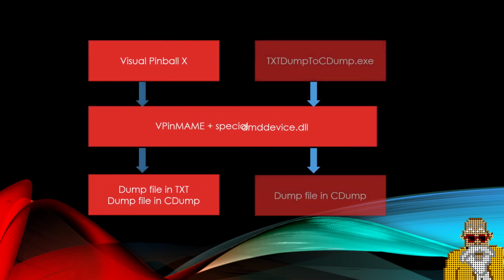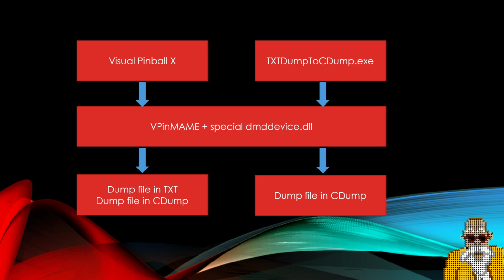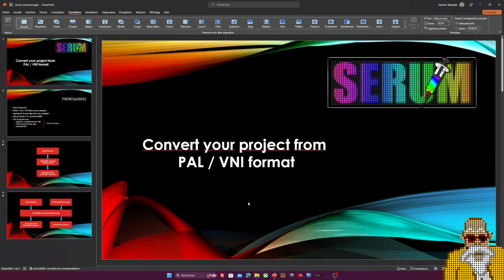The second option is to use the TXT dump to CDump software. It's a small software. Of course, if you're the owner of the colorization project, because it is requested on the Pin2DMD editor, you should have your dump files still with you, with the project files. So you can use these TXT files to generate a colored version that will be used to import in SERUM. So I will just show you how it works.